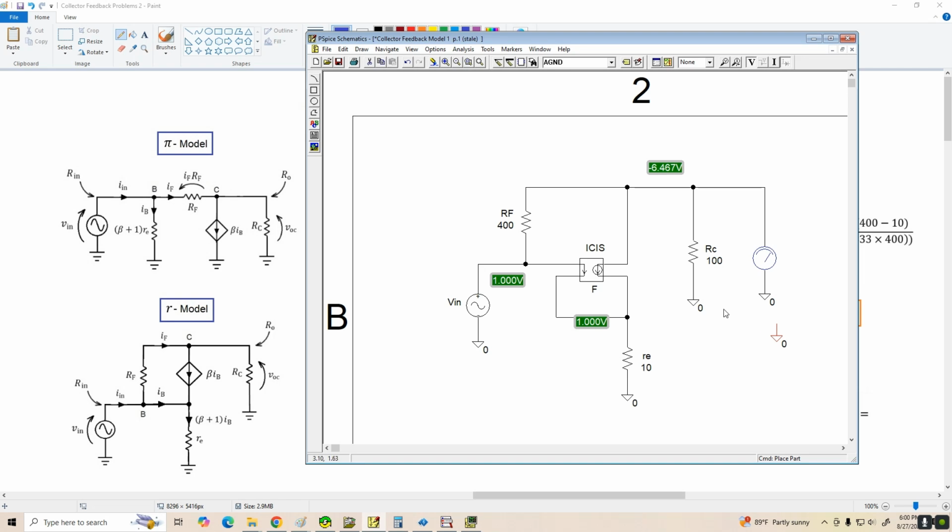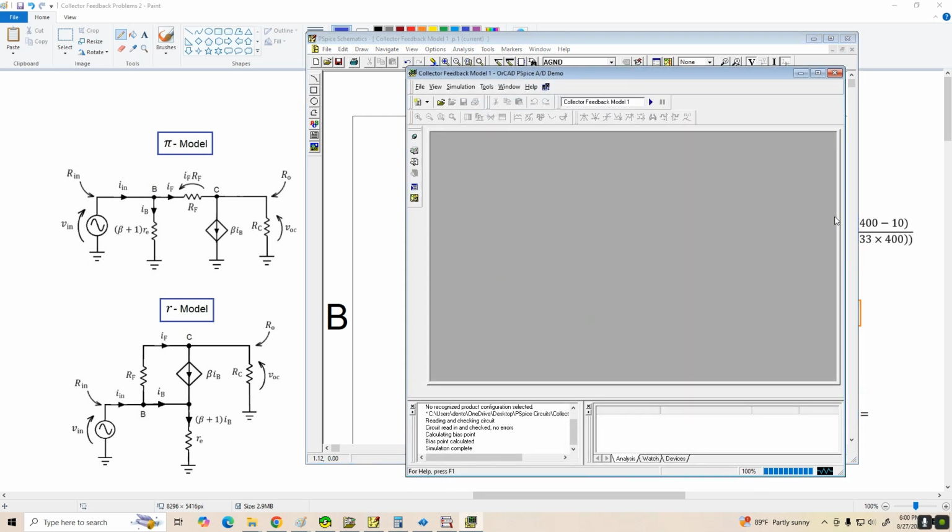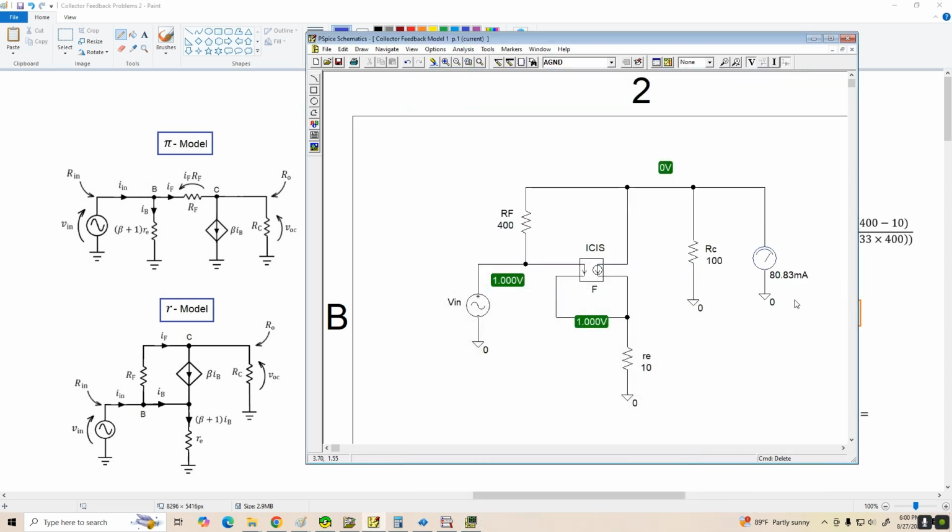And let's re-simulate the circuit. Simulate. Okay, and our output current is 80.83 milliamps.